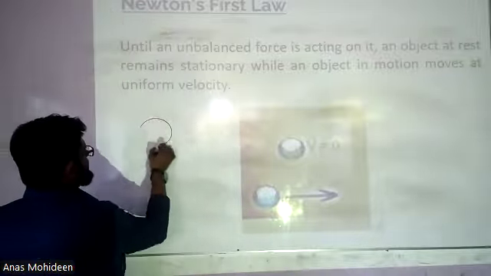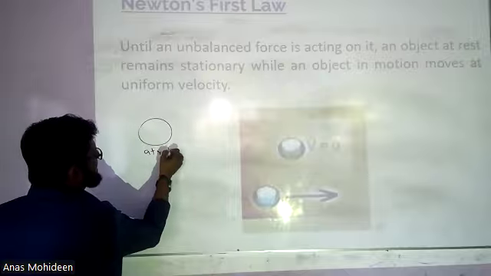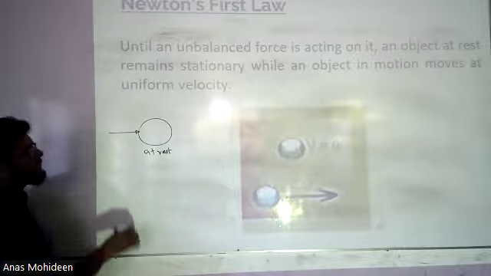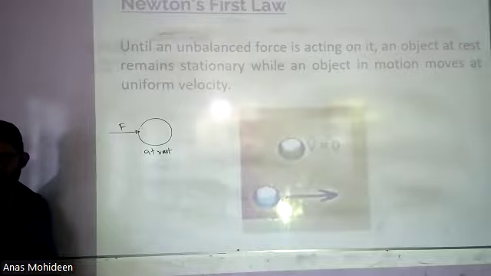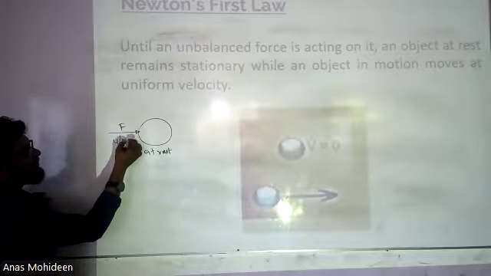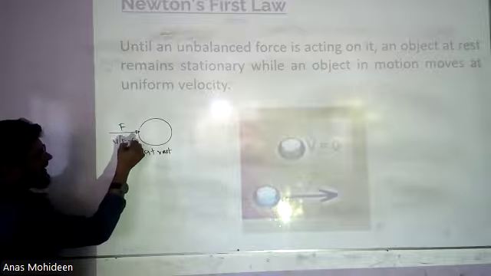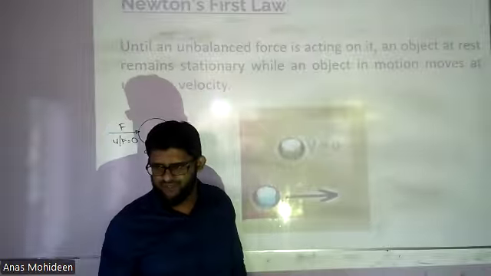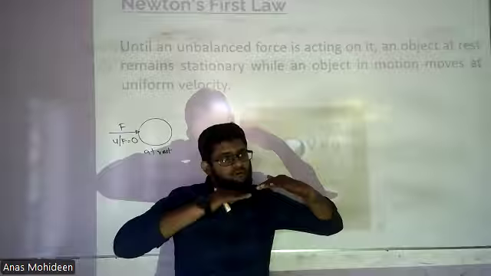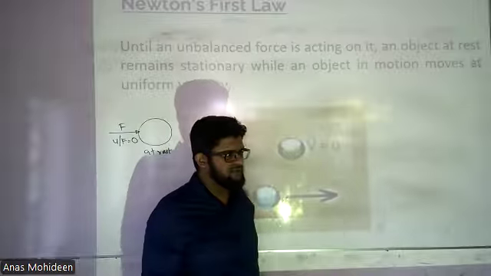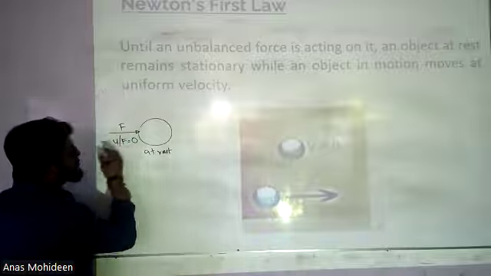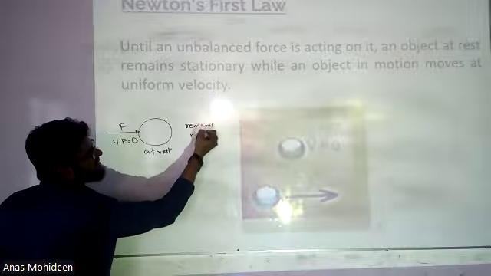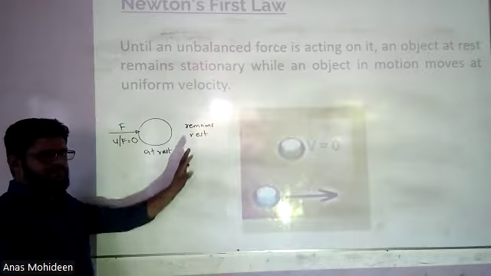Let's say this object was at rest. Unbalanced force is 0, which doesn't mean you don't apply a force. You are giving a force, but it has not overcome the maximum friction. You understand the point? You are giving a force less than the maximum friction, so you haven't overcome it, and you can't move the object. So there is no unbalanced force, and the object at rest remains stationary. This is the first part.